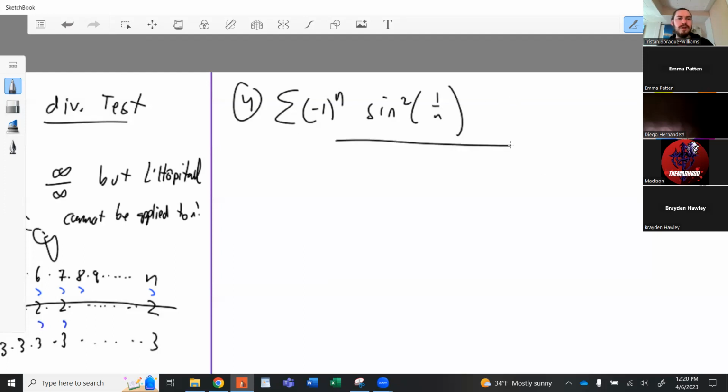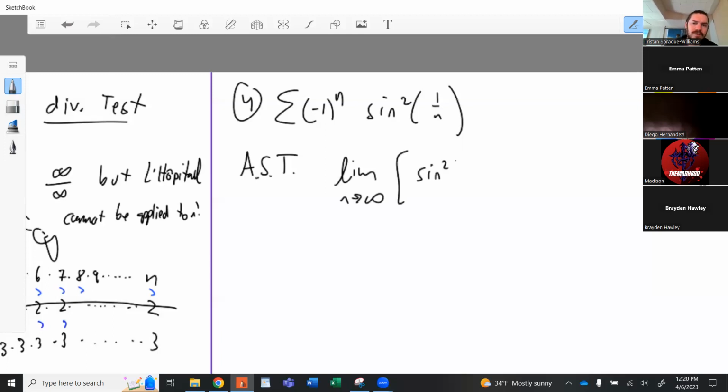All right, looking at number 4 here. What do we do with this guy? We just want to apply our alternating series test, the AST. Really, we just want to look at the limit of this sequence, right? This is like applying the divergence test, except since it's an alternating series, we have the potential to get more information out of it. It's actually going to be conclusive this time. So what is this doing? Well, if you look at 1 over n, that's approaching 0. And what's sine squared of 0 equal to?